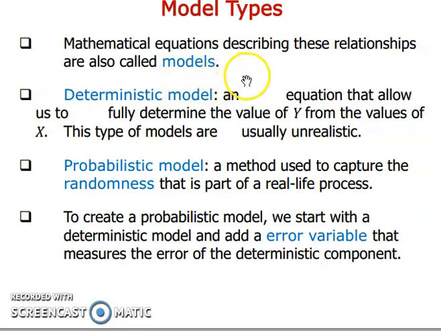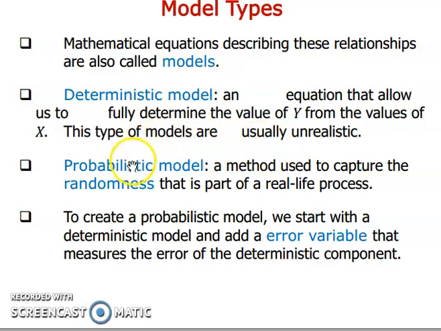Mathematical equations that describe relationship between the dependent variable and also independent variable, we call it as models. So we have two types of models, deterministic model and also probabilistic model. So in deterministic model, it is an equation that allows us to determine the value of y from the values of x. Meaning that once we get the value of x, we can always know what is y. So this type of models are usually unrealistic.